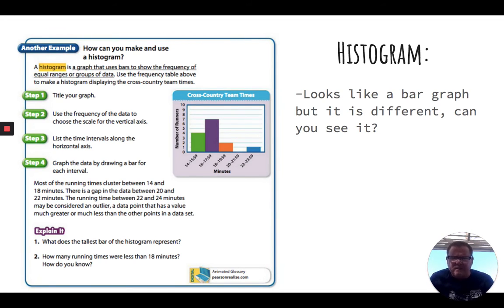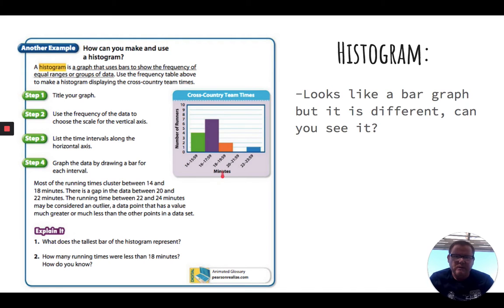the same things that you did in, I think it was 14.2, where you can look at this and say, okay, well, I could tell the highest one, that's right here. I could tell the lowest one, it's right here. I could tell that most of the times happen right here. I could tell there's a gap right here.